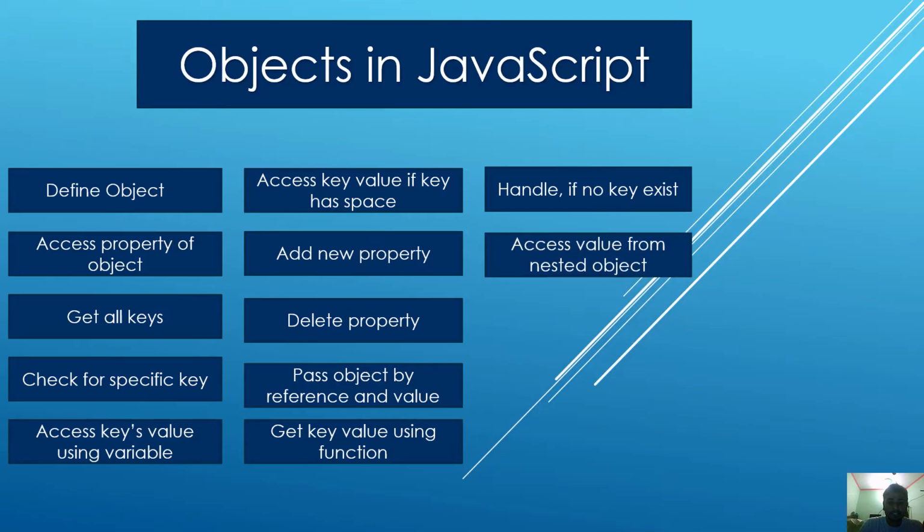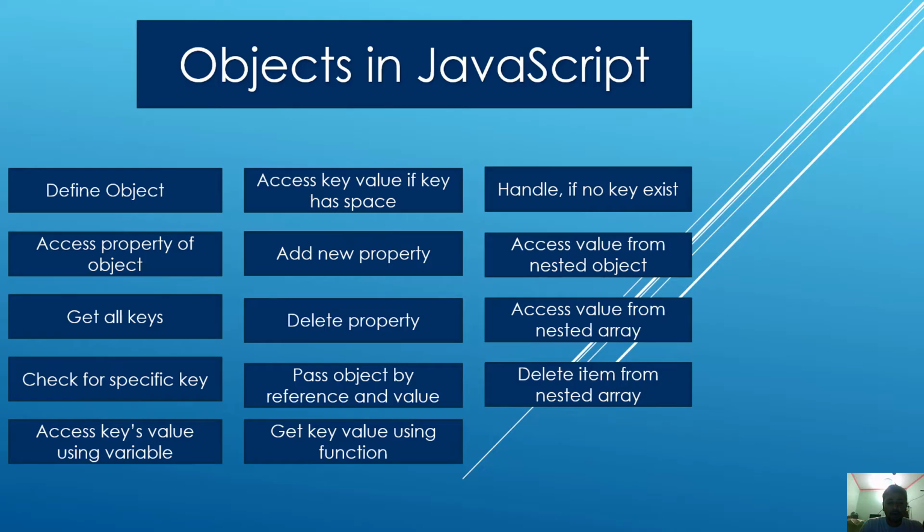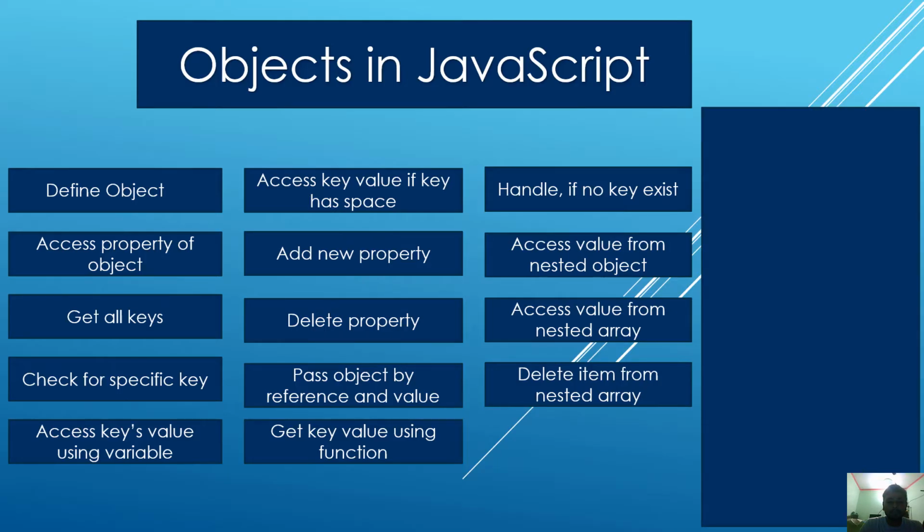Next thing, we'll see how you can access a value from a nested object. We'll cover nested arrays as well. Also, how can you delete an item from a nested array? After completing all of these topics, I'll solve two exercises.